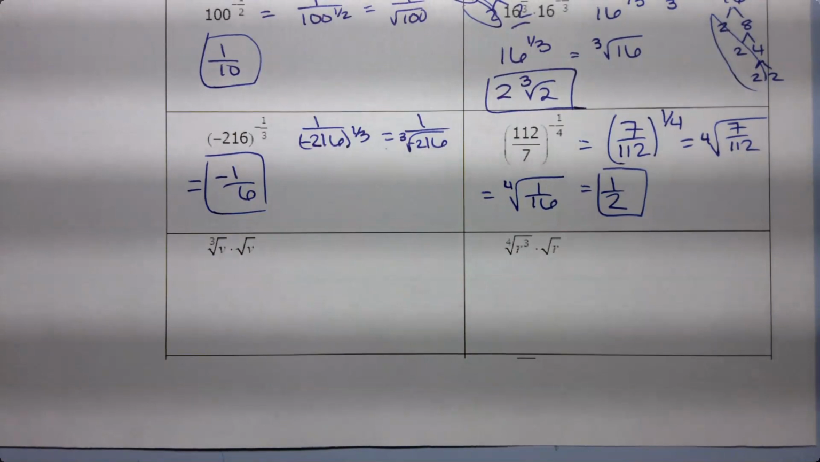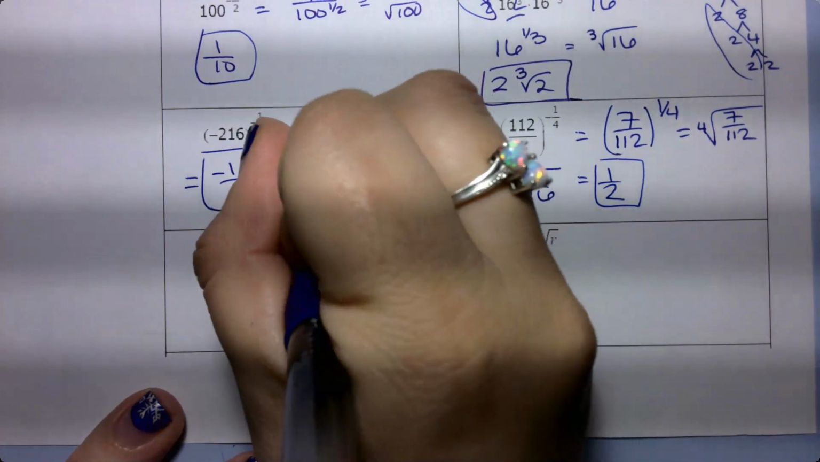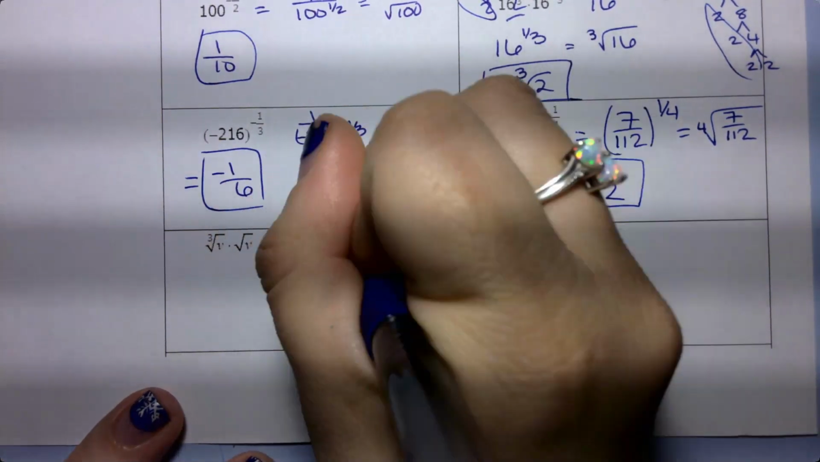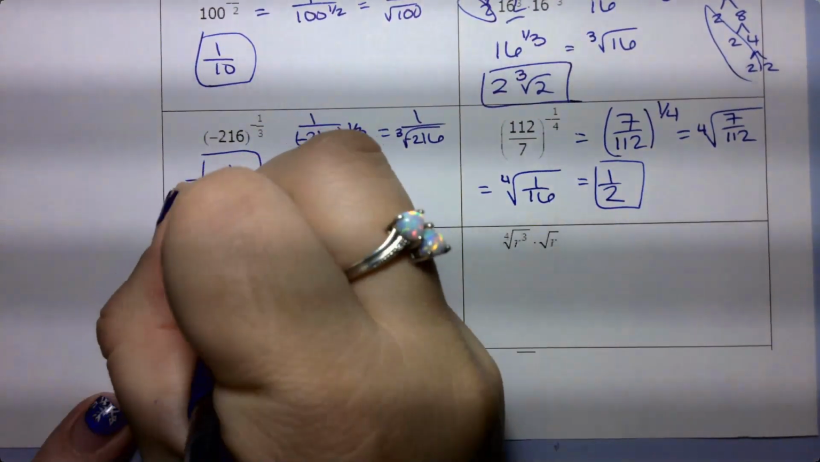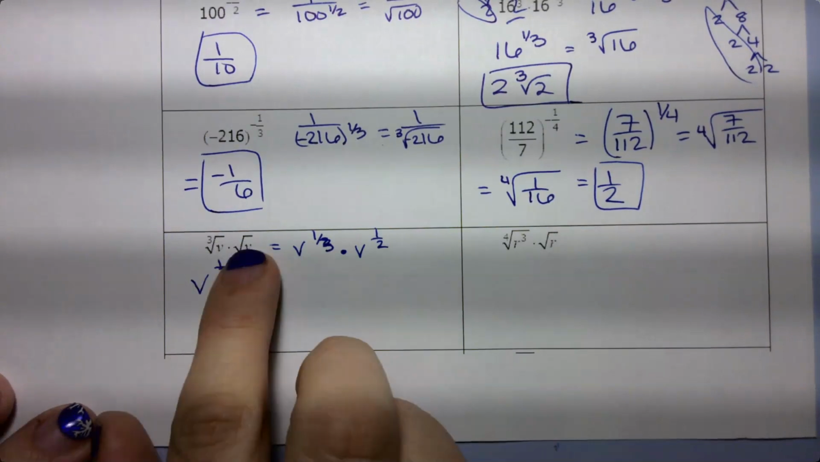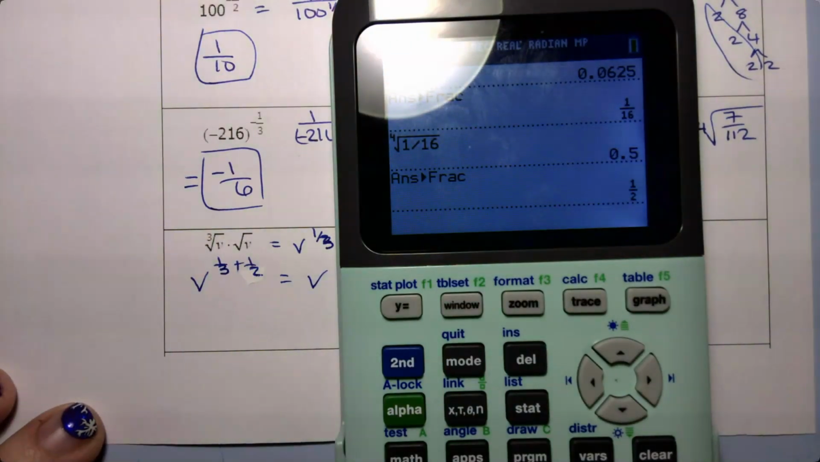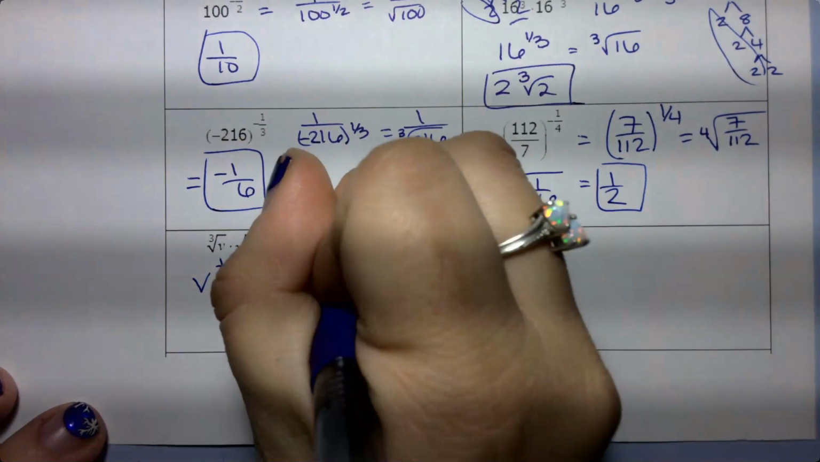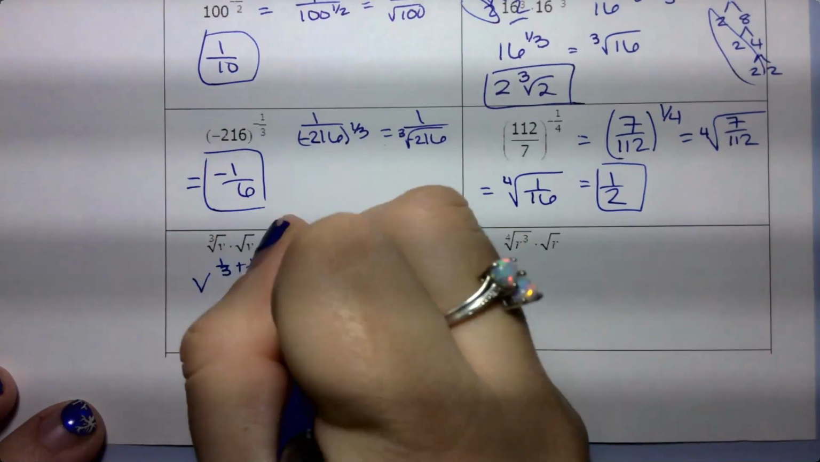This next one, I want to turn it back into fractions so I can add them together. So I'm going to have v to the 1/3, times v to the 1/2. So I want to add the exponents together. 1/3 plus 1/2 gives me 5/6. Then 6 is my index, and 5 is my exponent.